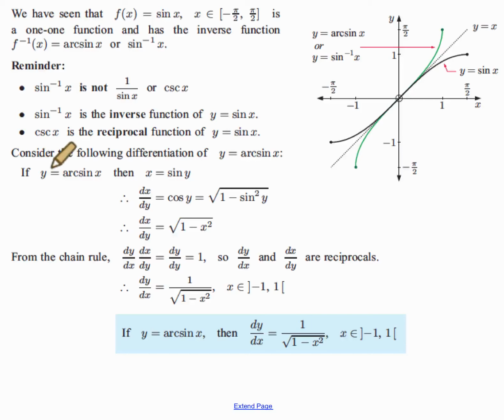Now, the reciprocal function of sine is cosecant. That's 1 over sine x. So let's make sure we understand that. But what we're talking about today are the derivatives of our inverse trigonometric functions.